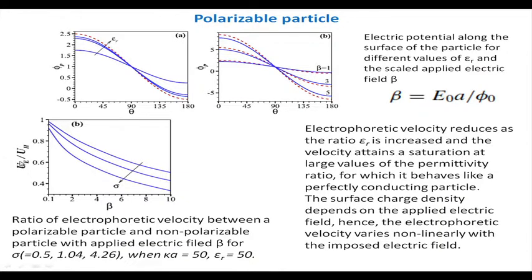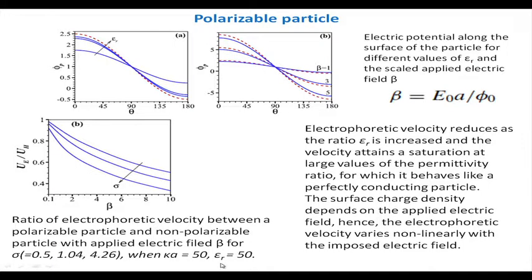Now, this result is showing the ratio of electrophoretic velocity between a polarizable particle and a non-polarizable particle. Non-polarizable means epsilon r is very, very small. So, what you find is that this ratio deviates by a large extent, and it is always less than 1. So, this UE by UH is always less than 1. This implies that the electrophoretic velocity is low when we consider a polarizable particle.